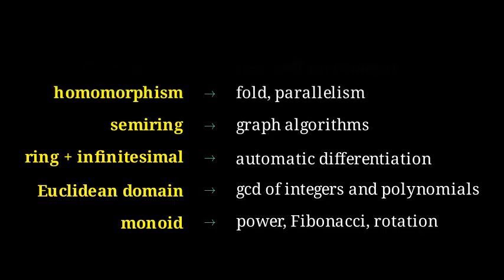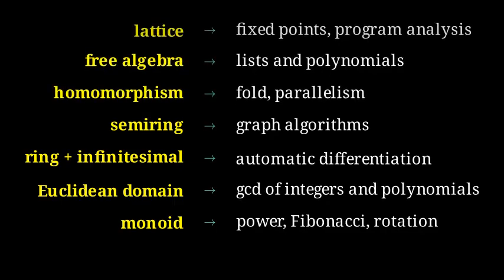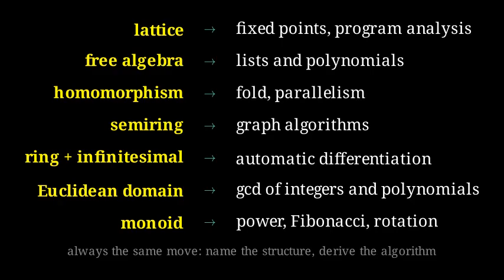Higher up, homomorphisms, the structure-preserving maps, explain why fold works on any monoid and why it parallelizes. Free algebras explain why lists and polynomials show up everywhere in programming. And lattices, with Tarski's fixed-point theorem, give a single convergent iteration that underlies program analysis. Different structures every time, but always the same move. Name the structure and derive the algorithm.